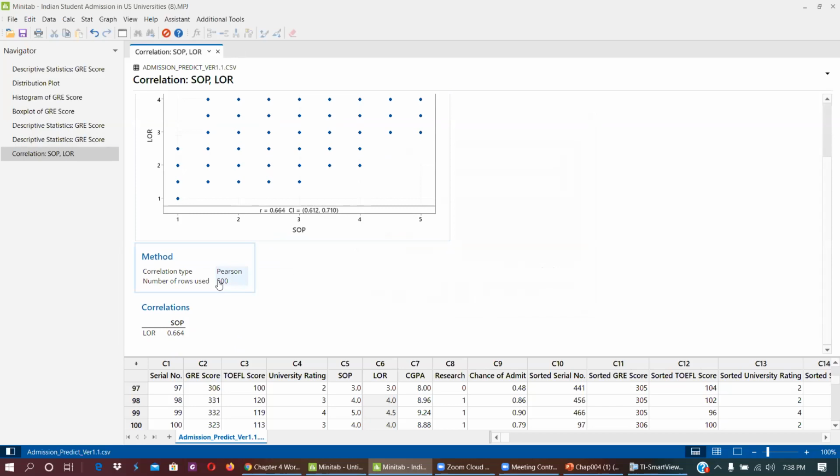So what is the correlation here? 0.664. This is positive. What is this? The positive 66.4% is the relationship between LOR and SOP. Is it making sense? So this is the last point that I need to explain here.